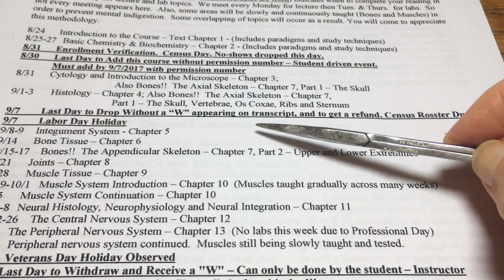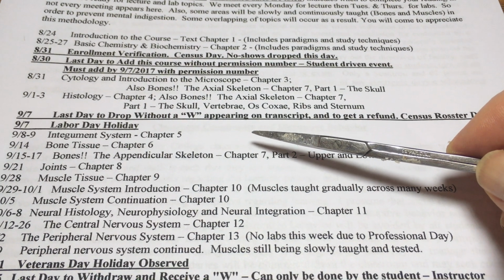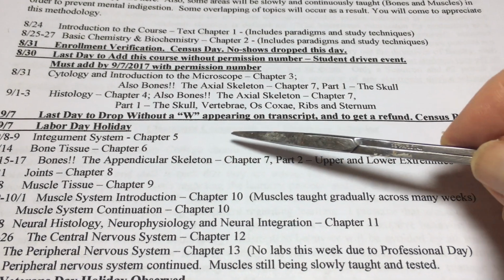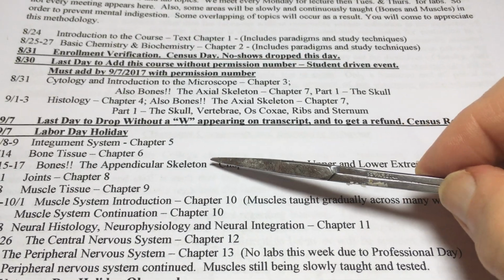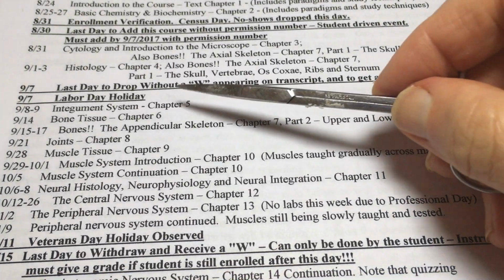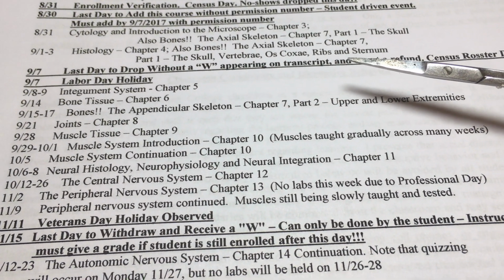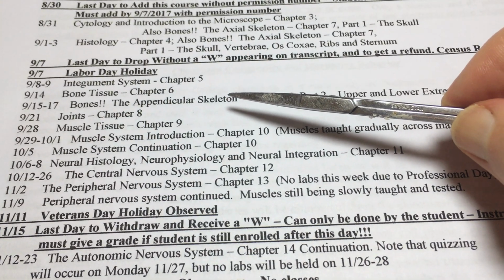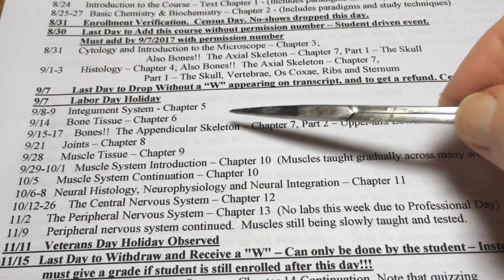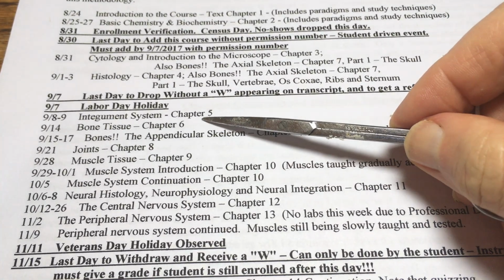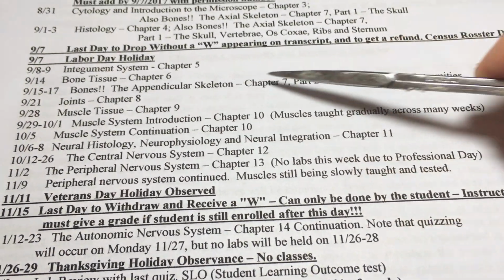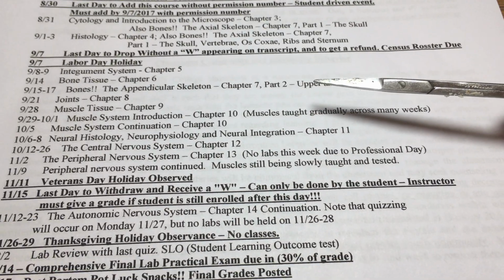If you need to bail from the course, the moment to drop without a W appearing on your transcript is September 7th. Okay, and that is the Labor Day holiday in this particular case. And next we're going to move on to the integument. We're going to have tissues first, and then skin, the integumentary system, then bone tissue, and then we'll get more deeply into bones. But I will have been teaching you bones all along and testing you.